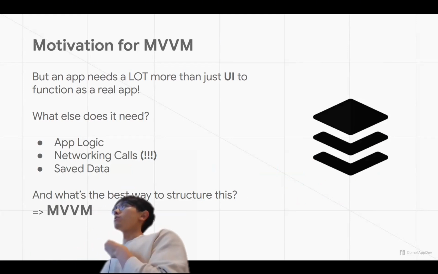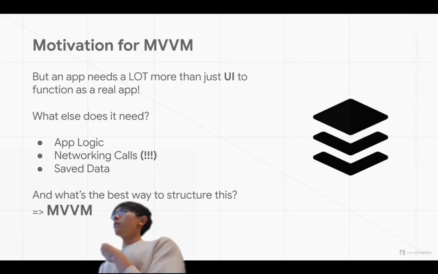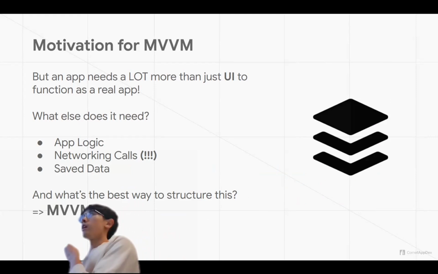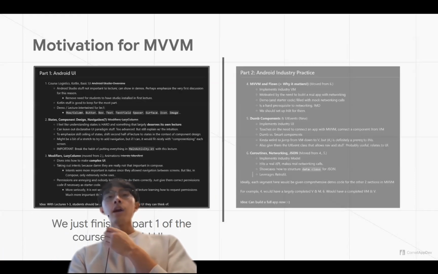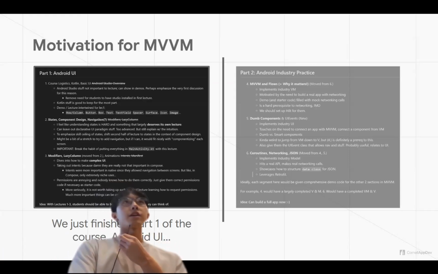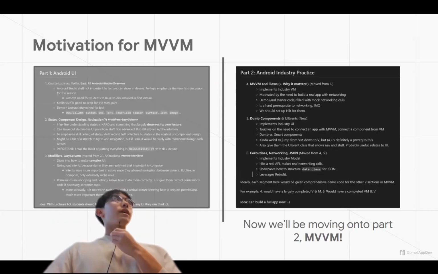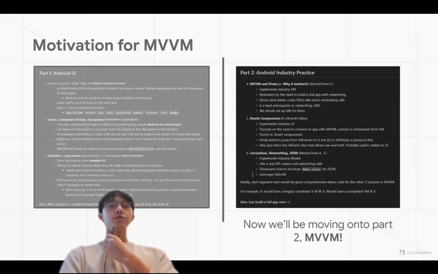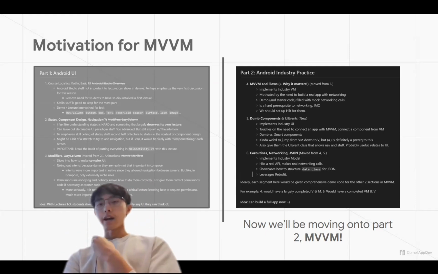Certainly then you'll need stuff like app logic, which is very general, but that encompasses things like networking calls, which is very important to building a real app that does stuff. You'll also need sometimes things like saving data to local storage on the phone. And the best way to structure an app with actual functionalities like these is, in our opinion anyways, MVVM. So with that in mind, in terms of course structure, lectures 1, 2, and 3 are the first half of the course, which is Android UI. And with this, weeks 4, 5, and 6, we'll be going over how to use MVVM and structure it in order to build an actual full Android app.